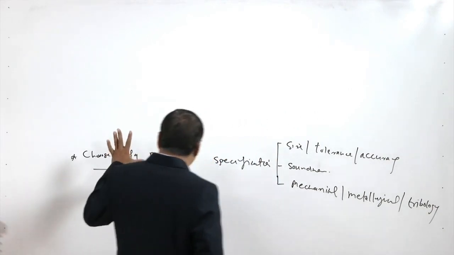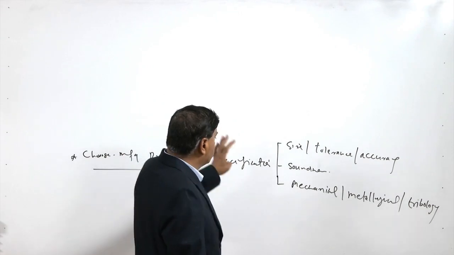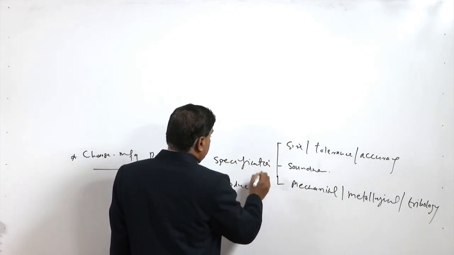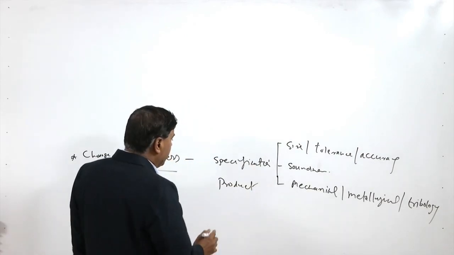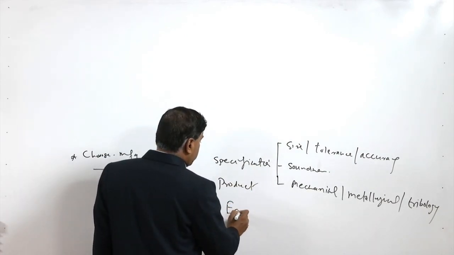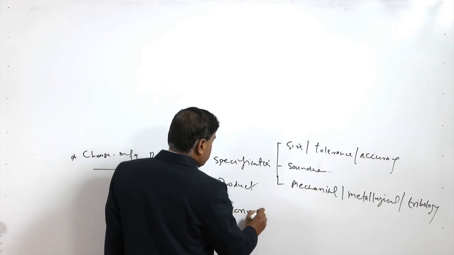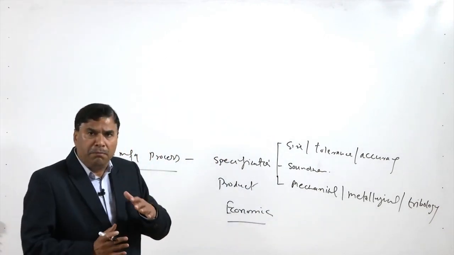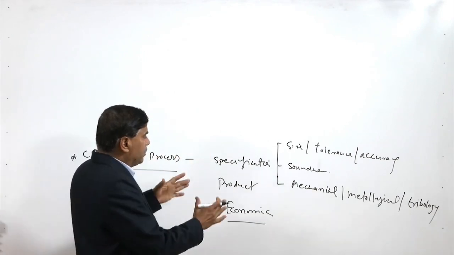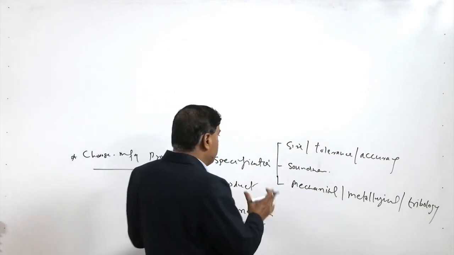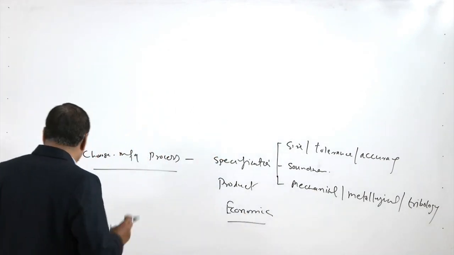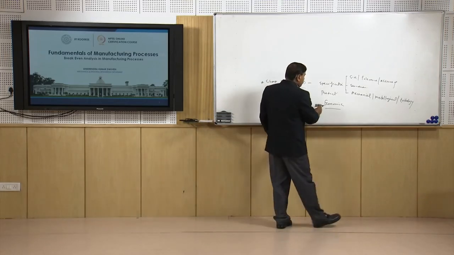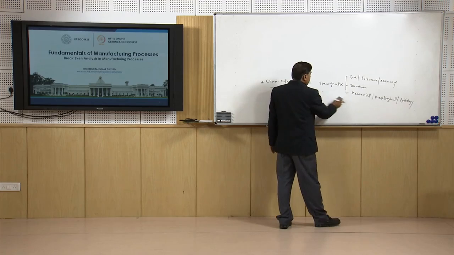So, whatever manufacturing process is selected, that should result in the product with the required specification, and all that should be achieved economically at the lowest possible price. Because if the same thing can be done by a number of processes or a number of combinations of the processes, then we need to select which combination of the process will be economical. So, for this purpose we need to do the economical analysis.